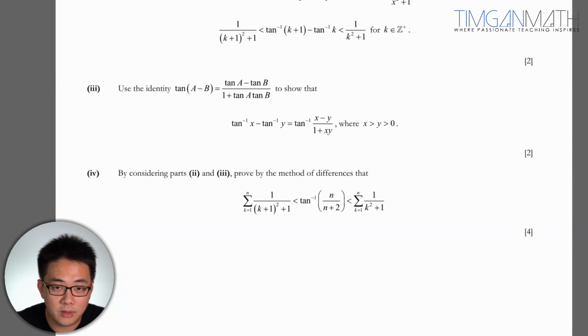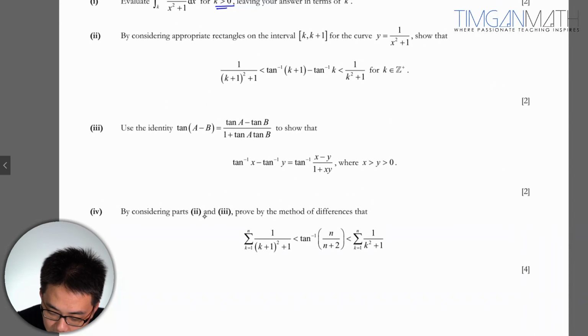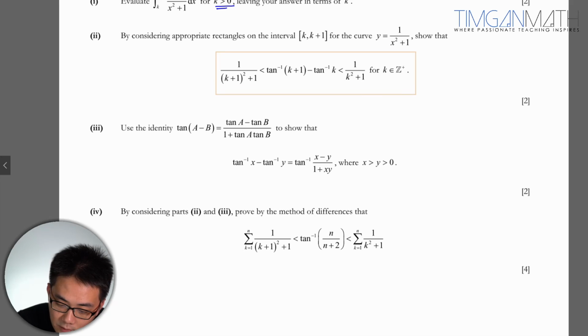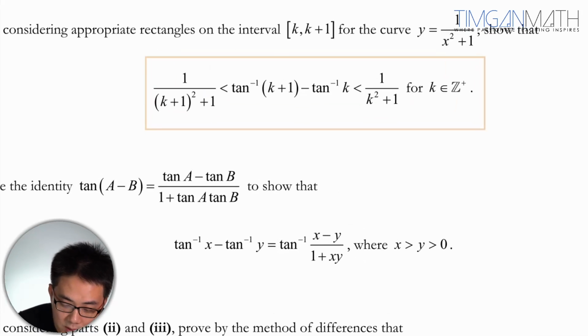Once the third part is done, let's look at the fourth part. You are told, by considering part 2 and 3, to show that this exists by method of difference, right? So let's look at this part here. Now, first thing you need to take note is that these two are neighboring terms. So this is k and k plus 1.